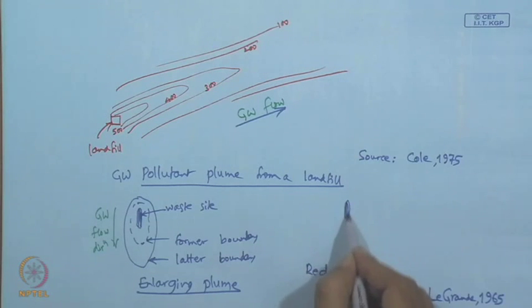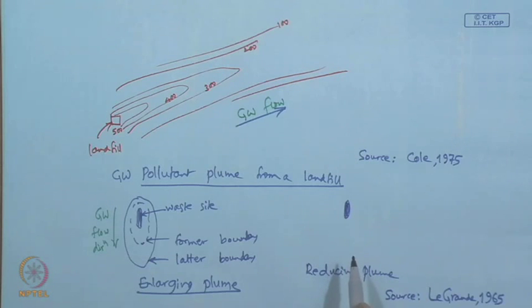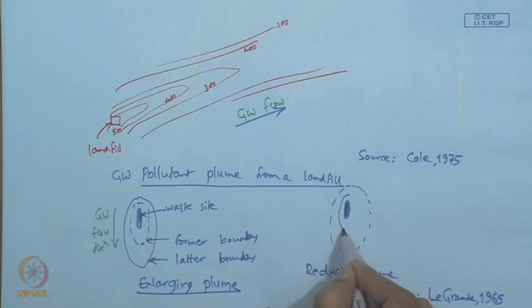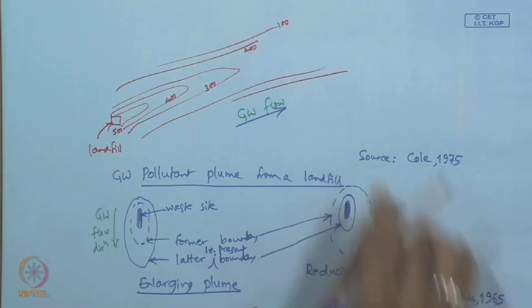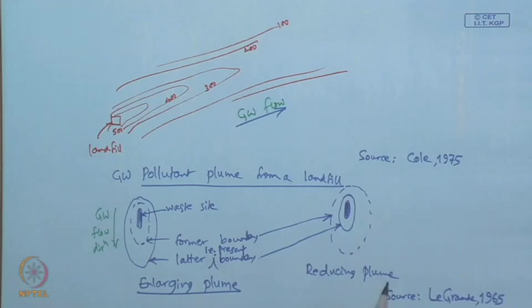in this case suppose this is the waste site, then if the former boundary is this one, this is the present boundary or latter. So the present boundary will become shorter, whereas the former boundary is larger. So this is a case of a reducing plume.